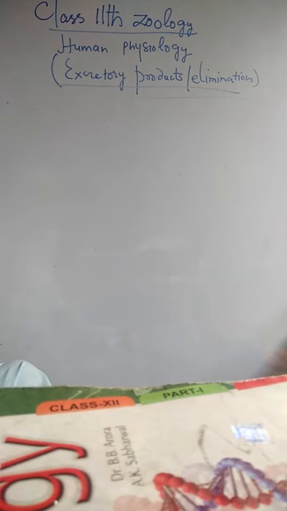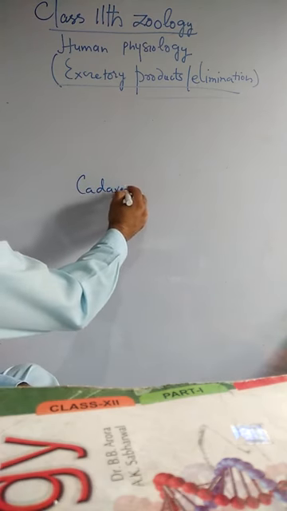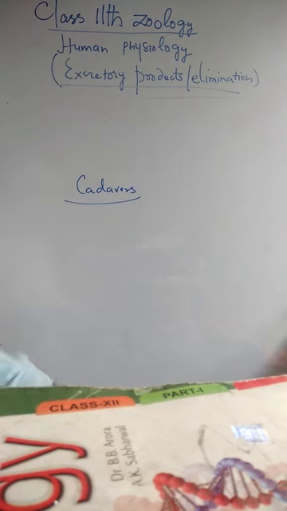Over half of the kidney transplants are from cadavers. These cadavers are dead bodies. When the persons die, the kidneys can be immediately removed, and we can say the transplantation can be done.